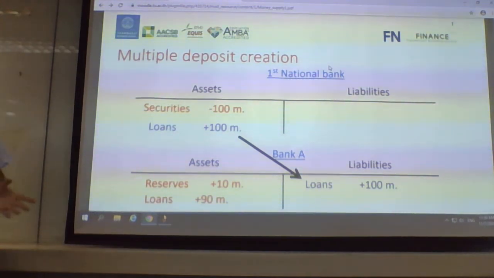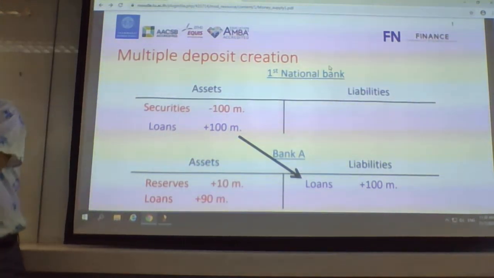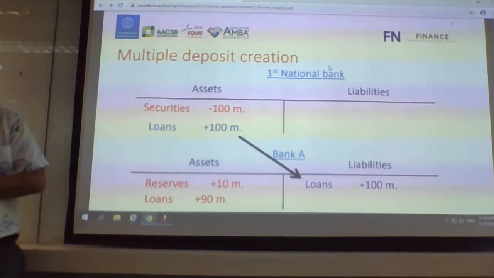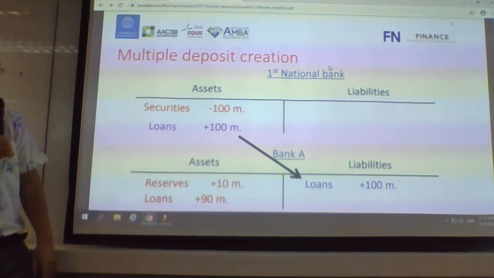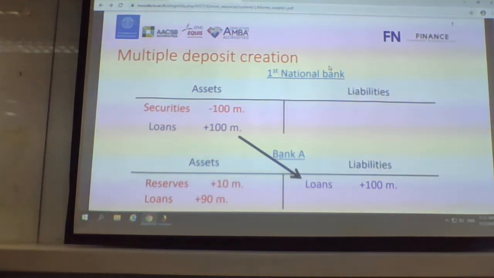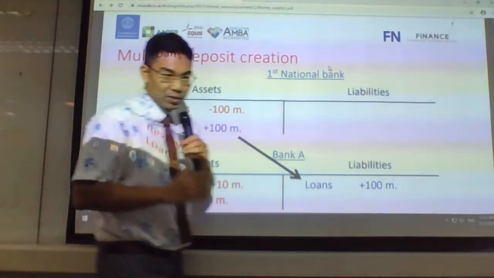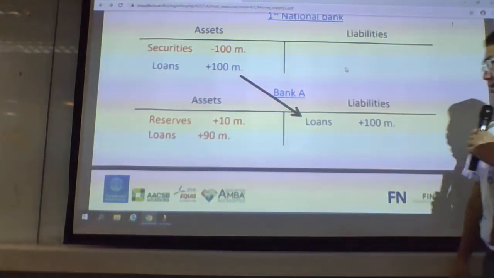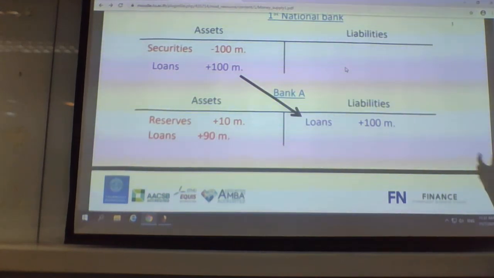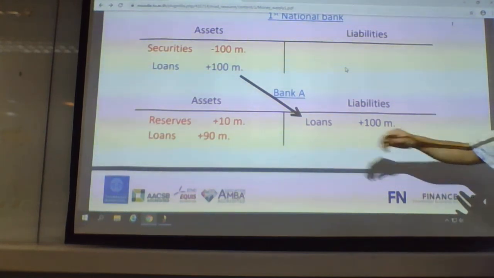Please note carefully that this is the commercial bank. So the loans here are loans to the general public. Suppose that Mr. A is a borrower from the First National Bank, a person who just got the loan, and for some reason, Mr. A deposits that 100 million into the next bank. We call the next bank Bank A.